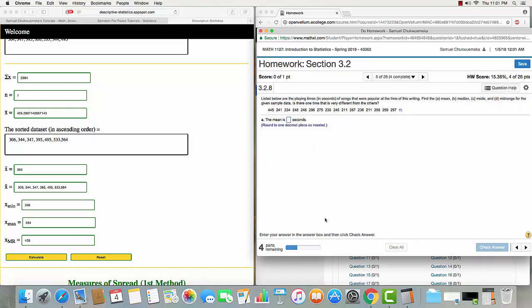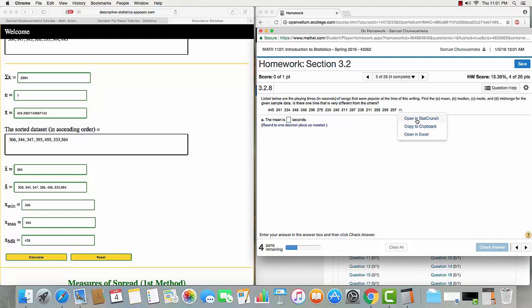Question 5. StatCrunch turn, right? The turn of StatCrunch. Listed below are the playing times in seconds of songs that were popular at the time of this writing. Find the mean, median, mode, mid-range for the given sample data. Is there one time that is very different from the others?